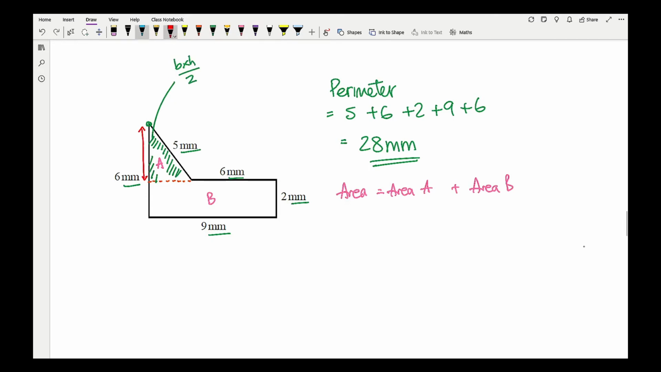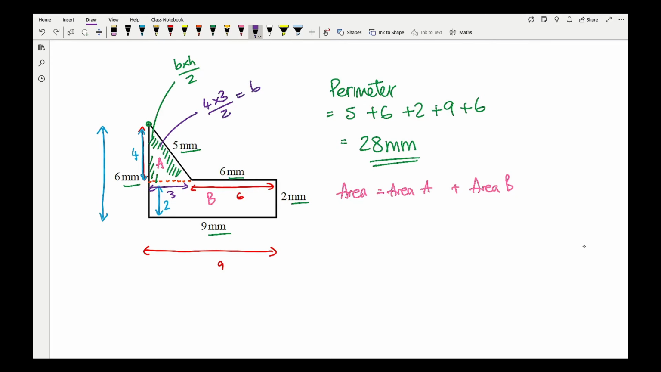Now all of this is 6, but this length here is 2. So 6 take away 2 is 4, so the height of this triangle is going to be 4 millimeters. And likewise, if all of this distance is 9, but this distance here is 6, then this distance here must be 9 take away 6, which is 3. So working out the area of this triangle, it's going to be 4 times 3 divided by 2, which equals 6. So the area of A is going to be 6 millimeters squared.